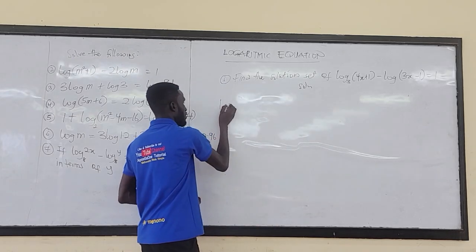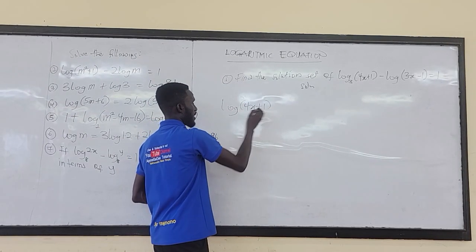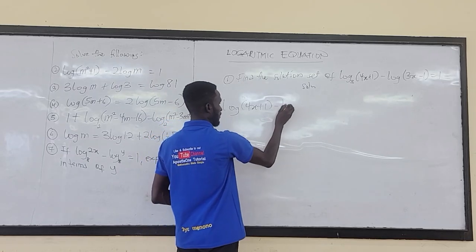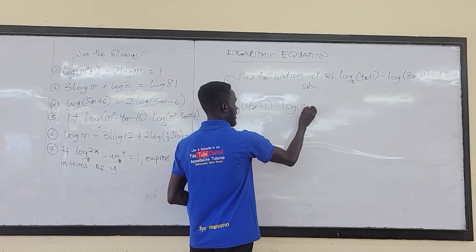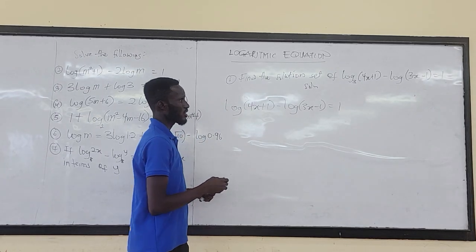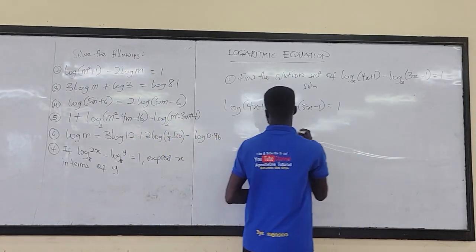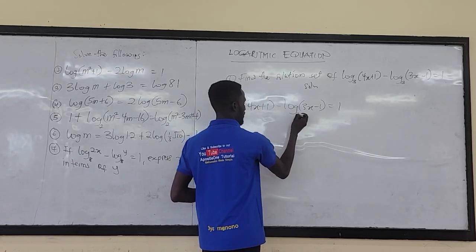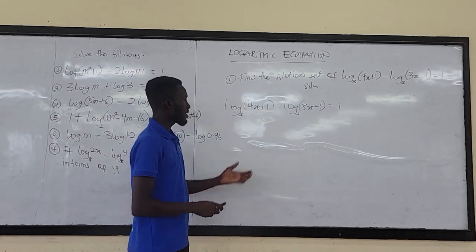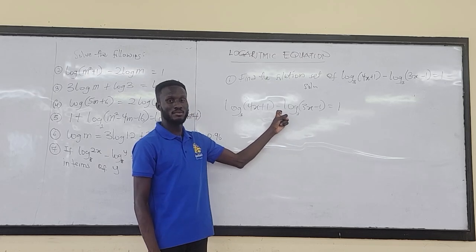Now we have log 4x plus 1 minus 3x minus 1 equal to 1. Now we have a question like this, and all of them are in base 3, don't forget. They are all in base 3. Now we have this log and this log. What are they doing? They are divided and they are subtracted.